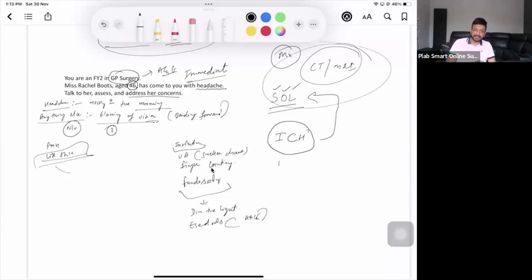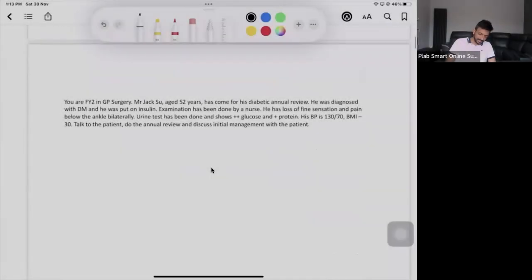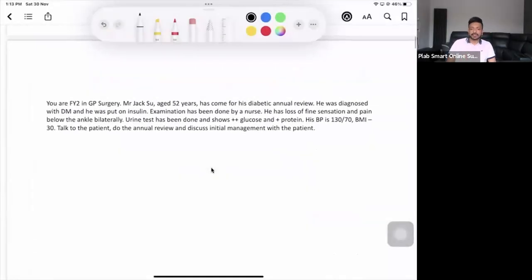First, get a scan done to find out the main cause so that you can manage the patient accordingly. Patient has got headache, give something for headache as well. And tell the patient not to drive as well. Yep. All right. Let's have a look at this scenario as well.